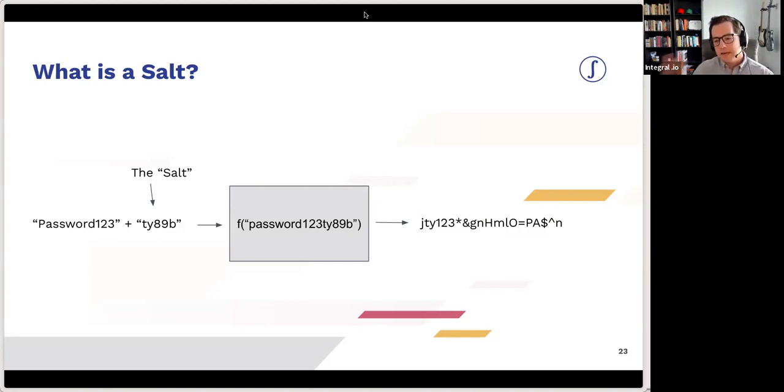And if you're wondering, yes, there is also a pepper. That is also something that you can do. I believe a pepper for a password would be like an envelope encryption technique. But today we're just going to be talking about salts.